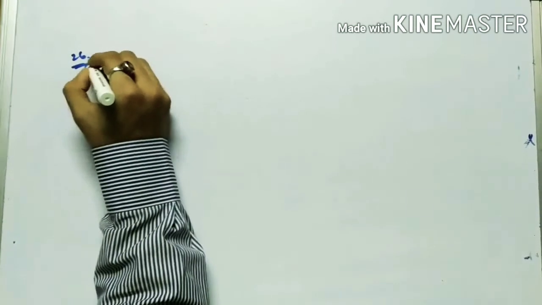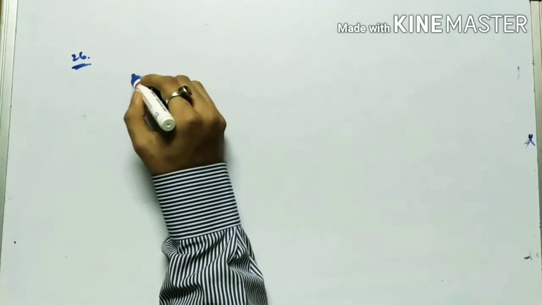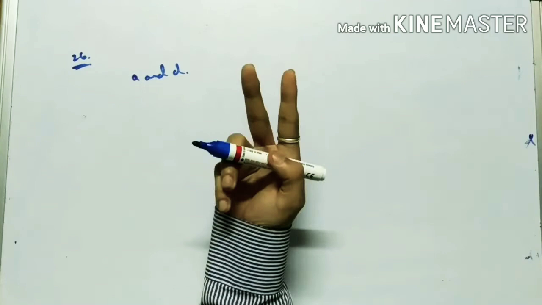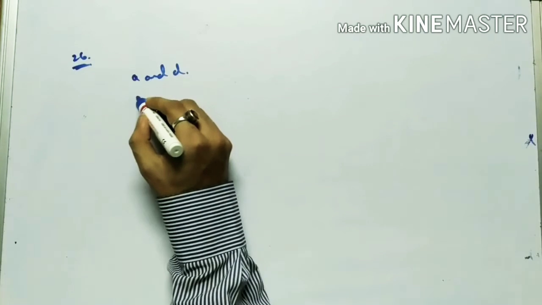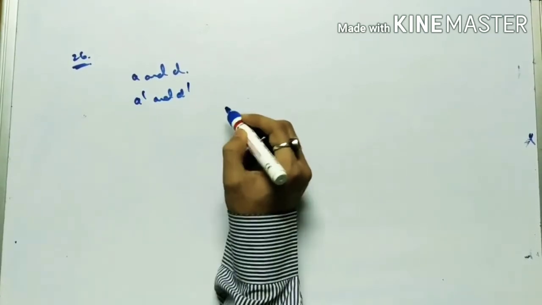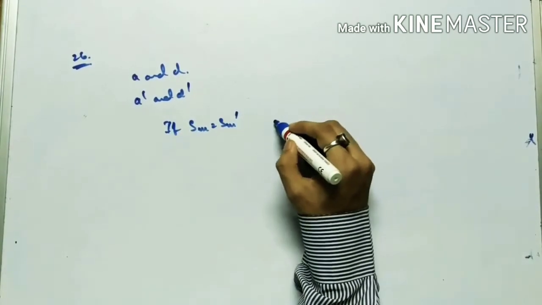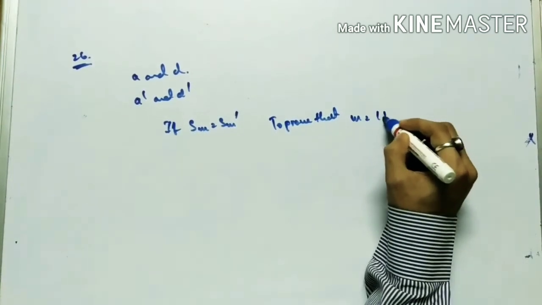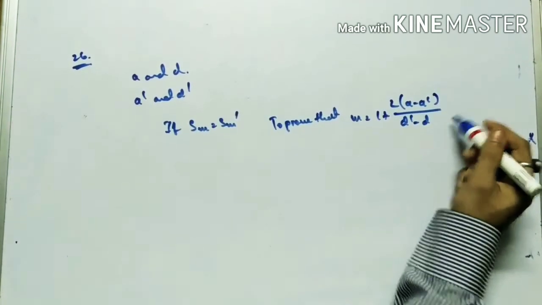Question number 26 says that the first term and common difference of an AP are A and D. First term and common difference given. In another AP, the first term and the common difference are respectively A dash and D dash. If SM is equal to SM dash, I have to prove that M is equal to 1 plus twice A minus A dash by D dash minus D.